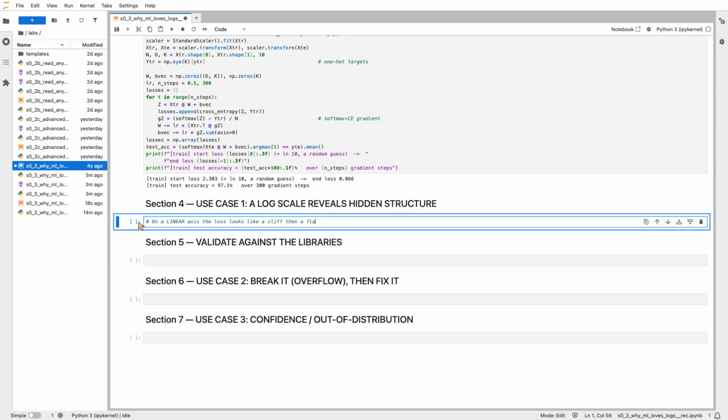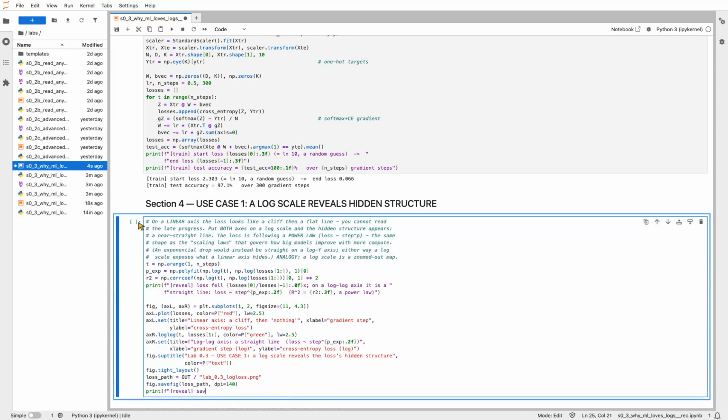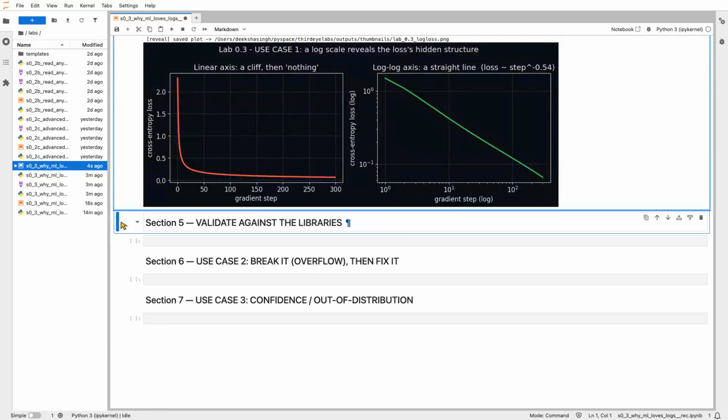Section 4. Use case 1. A log scale reveals hidden structure. On a linear axis, the loss looks like a cliff and then nothing. You cannot see the late progress at all. But put both axes on a log scale, and a straight line appears. The loss is following a power law. Loss shrinks like step to the -1/2. This is the same shape as the scaling laws that govern how the largest models improve with more compute. The log scale is a zoomed-out map that fits the whole story on 1 page.